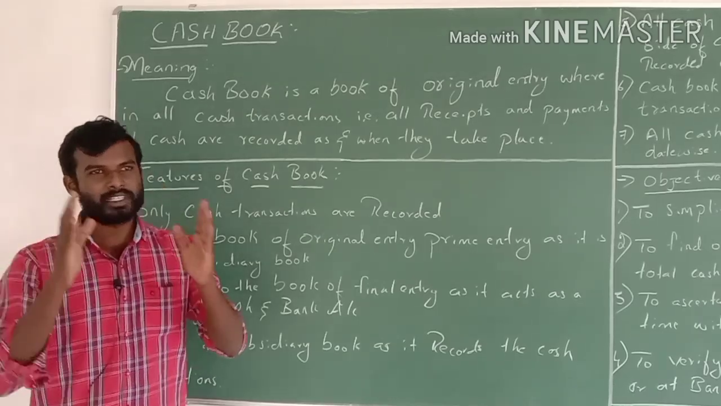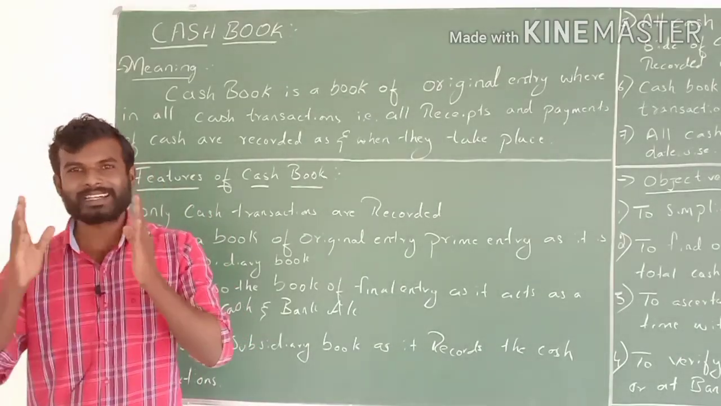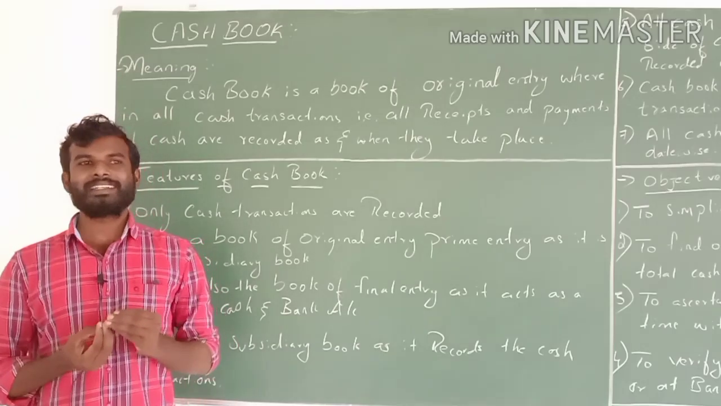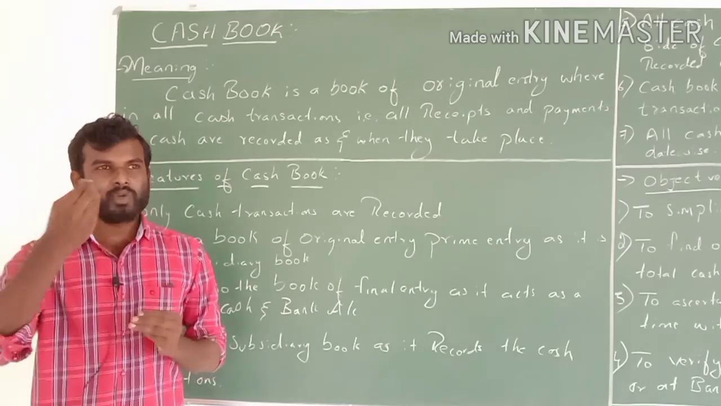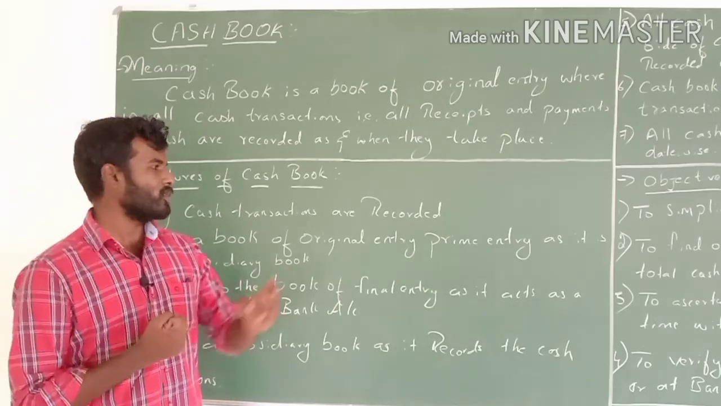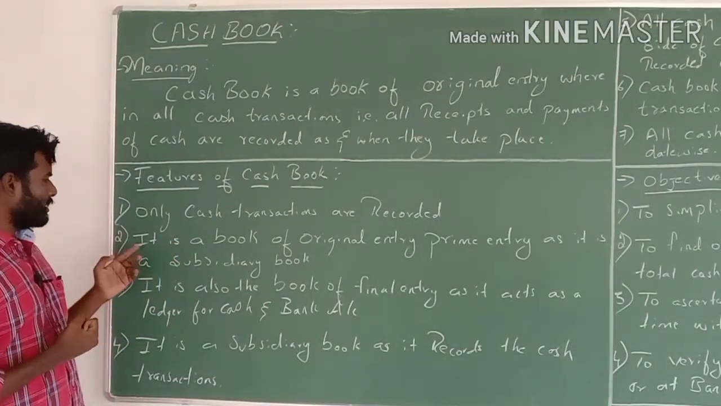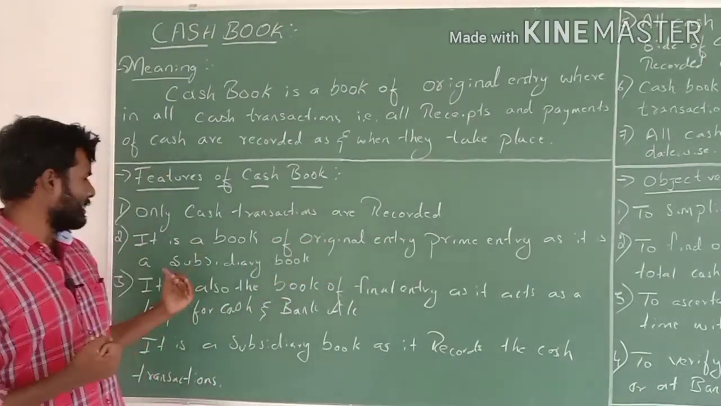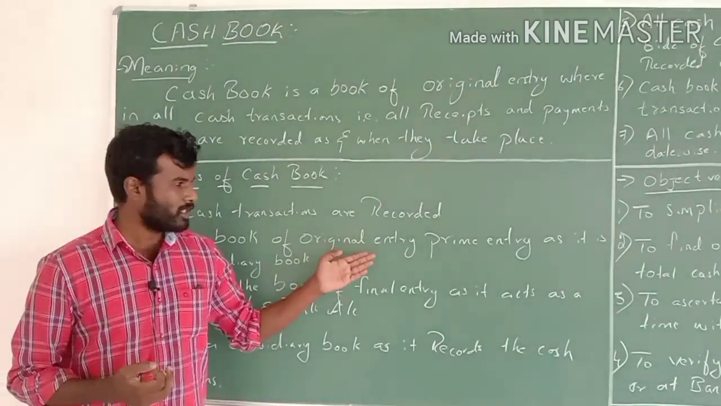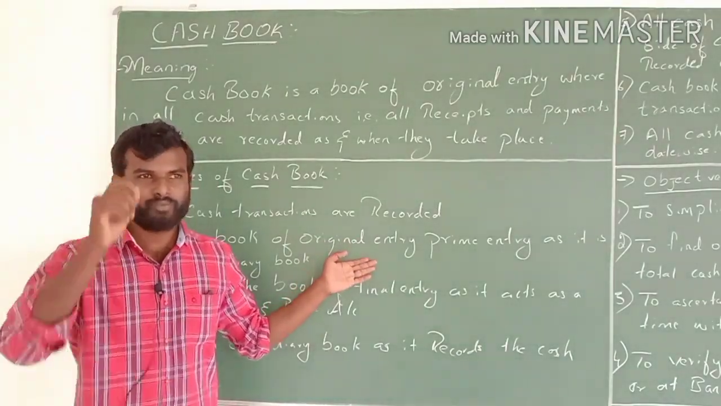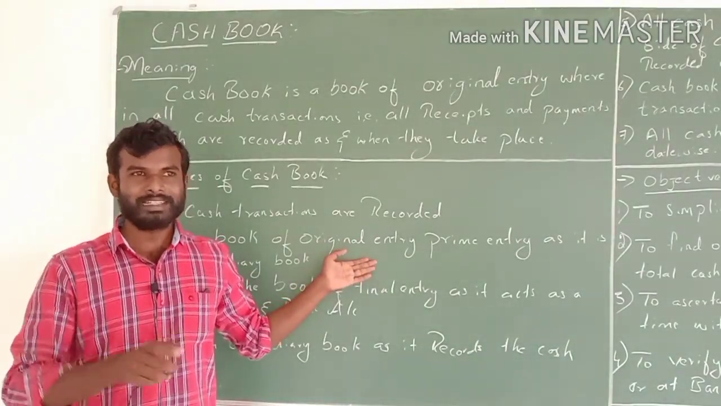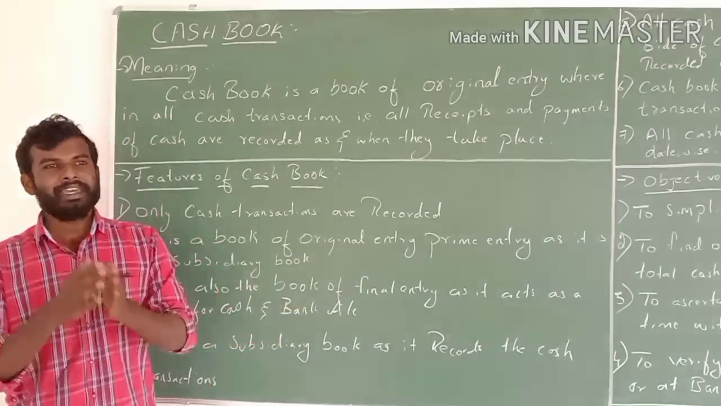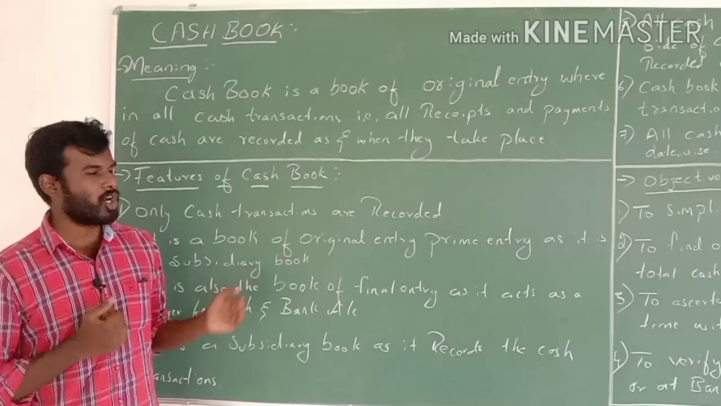That may be a receipt or payment, there should be an occurrence of cash. So whenever we purchase goods for cash, it is a cash transaction. If we have received an amount, it is a cash transaction. The next point they have given is that it is a book of original entry, prime entry, as it is a subsidiary book. So first it is treated as what book here? It is the recording of the original transaction. Subsidiary book means the original transactions will be recorded for the first time.